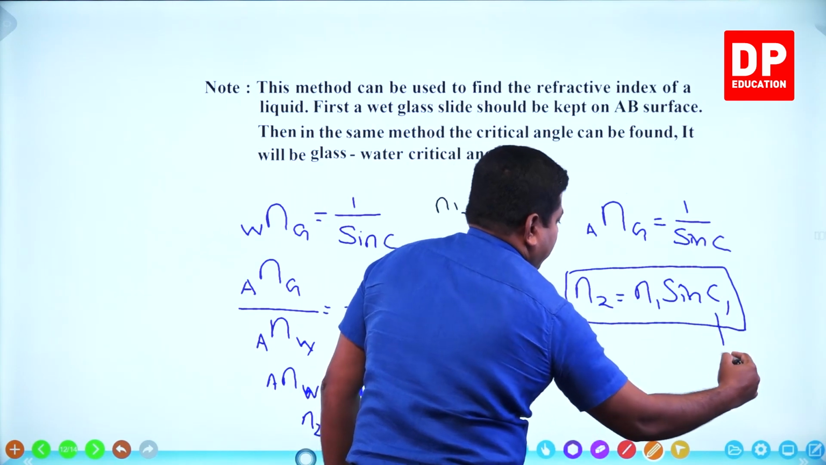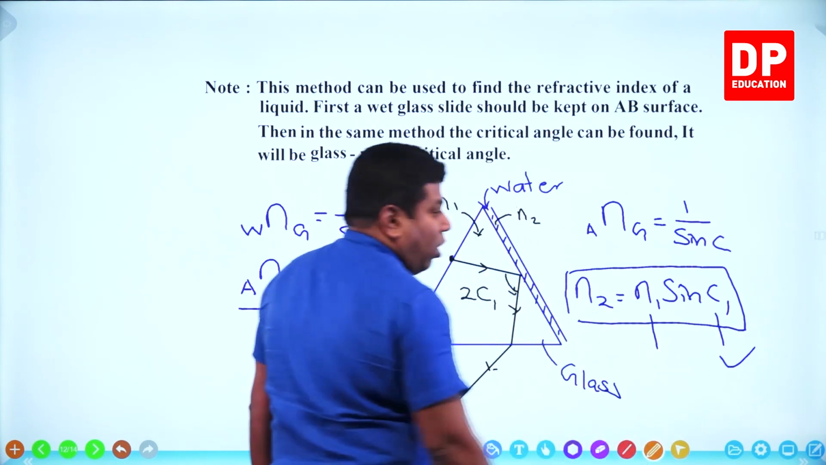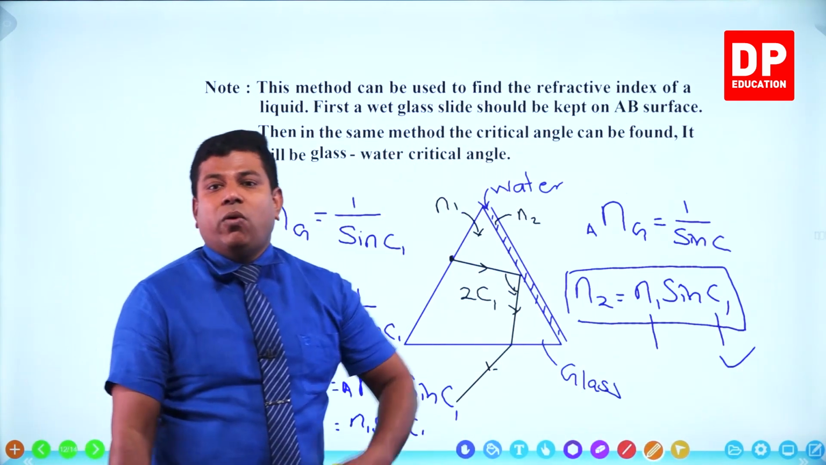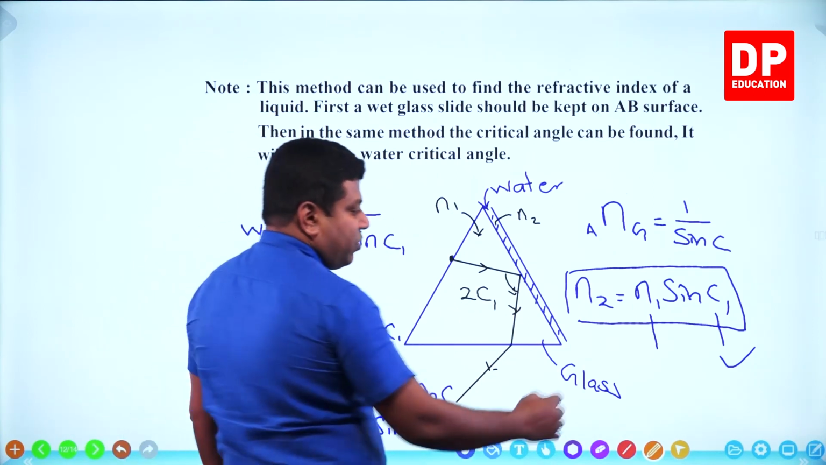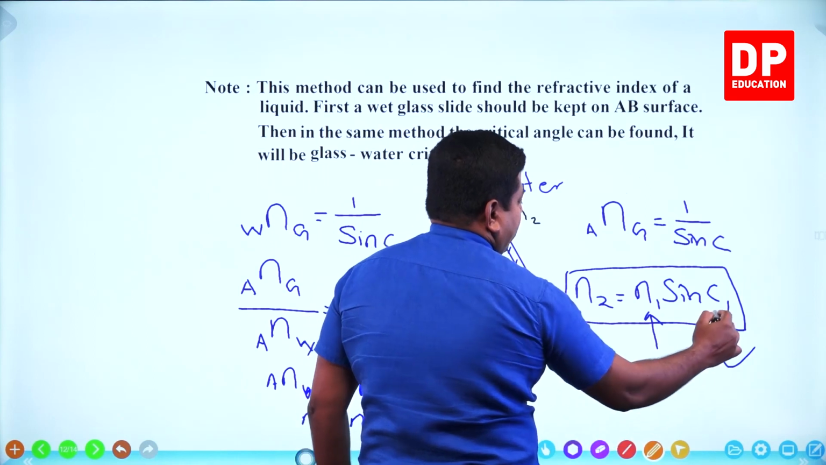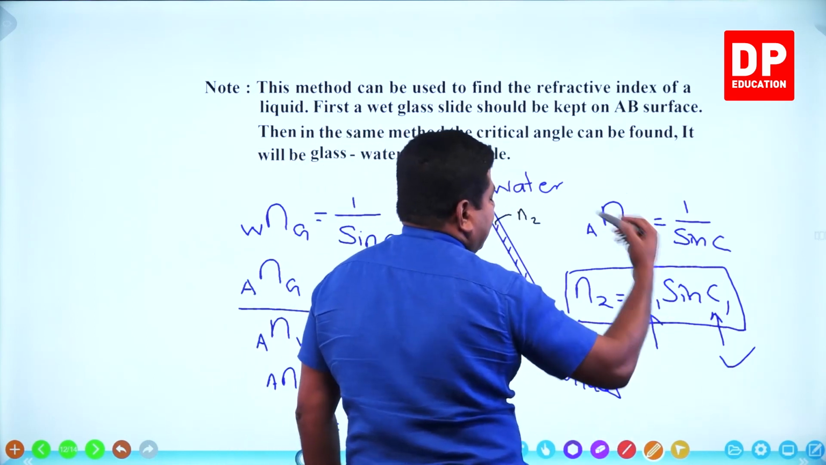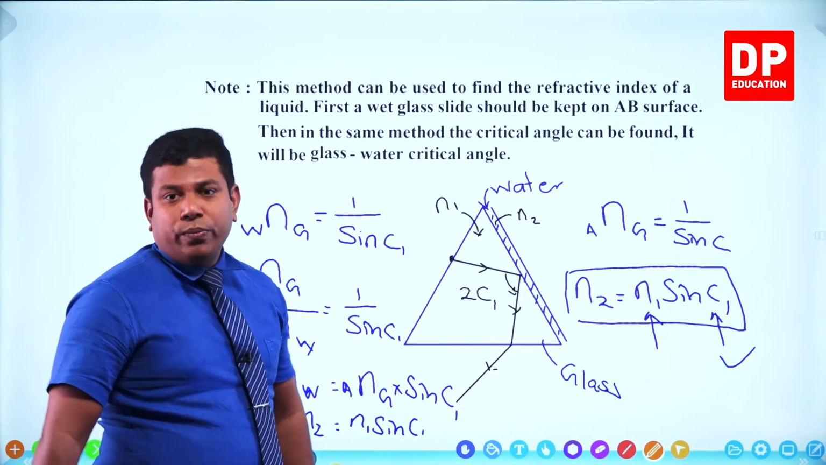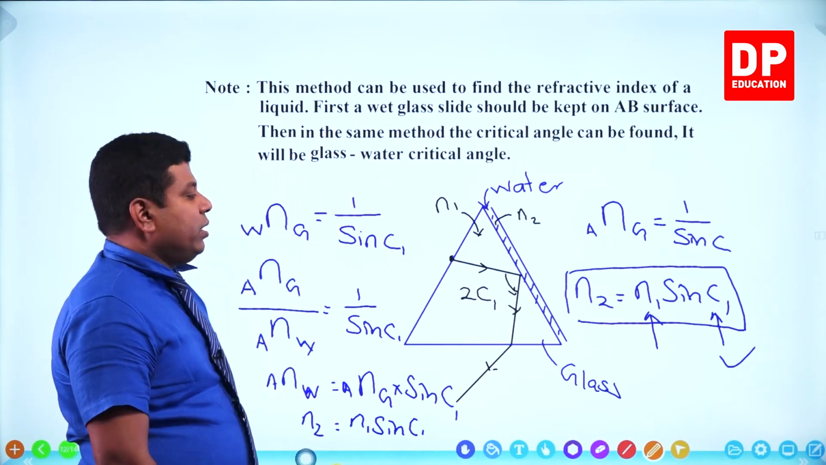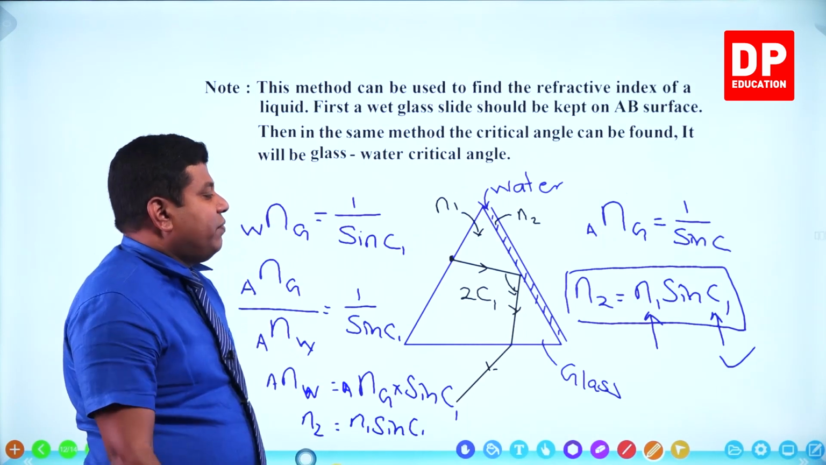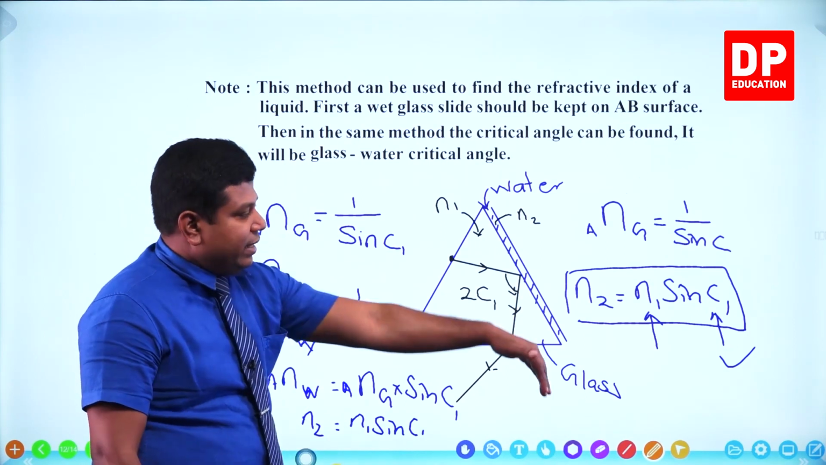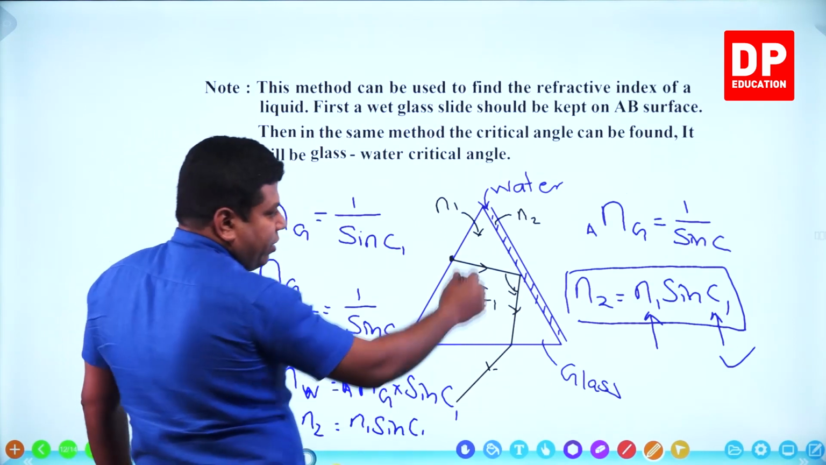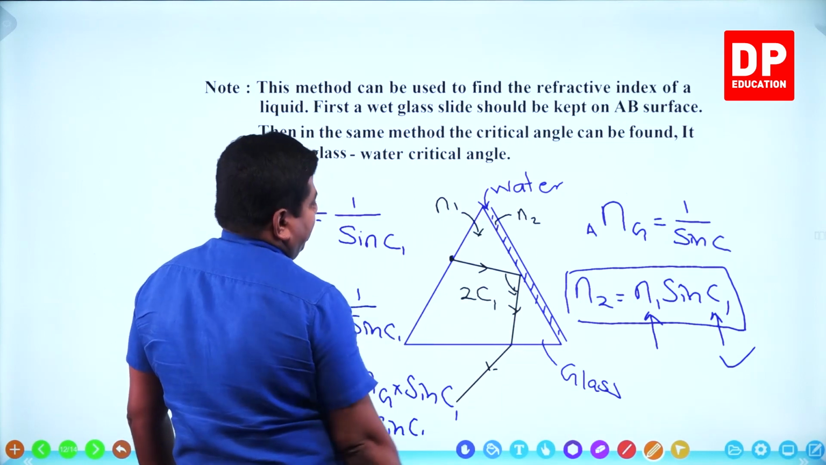C1 in this experiment you are finding it. N1, already we have done the same experiment for glass. We found N1. You can use that answer for N1 here. C1 you can measure, apply. You will get the answer for N2. This is how you find the refractive index of water. Right? You keep a slide there, a wet slide. So there will be water here.